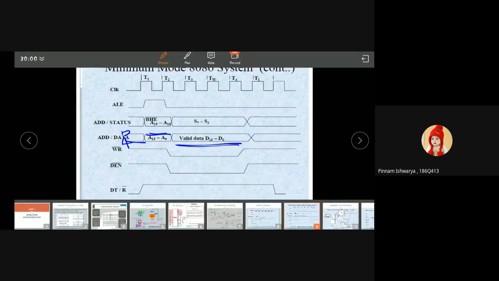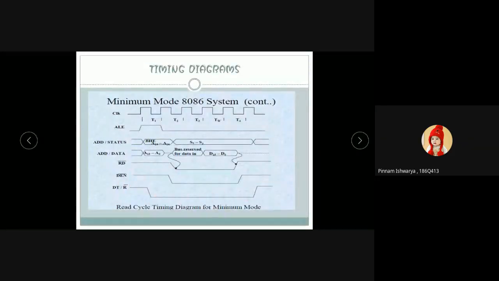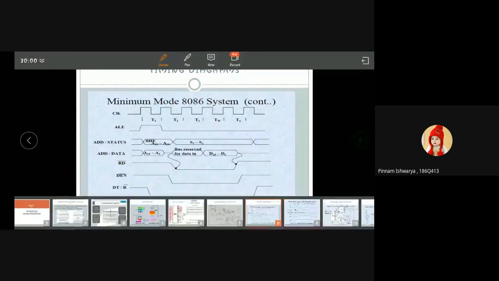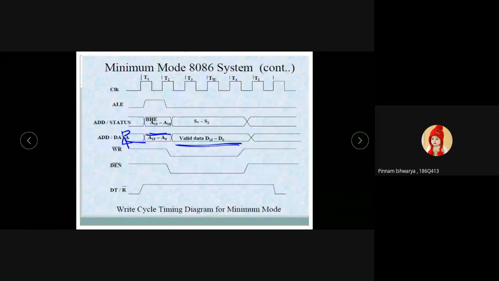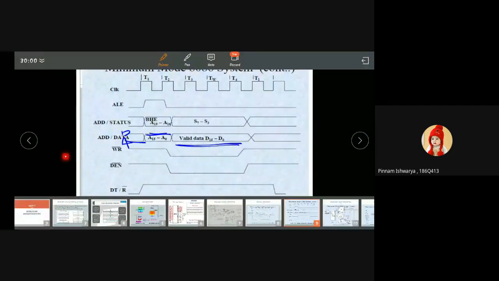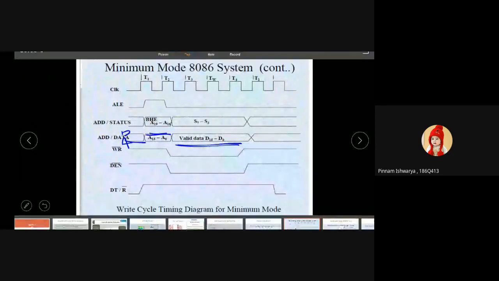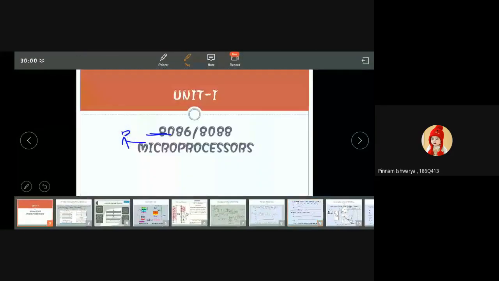DEN bar always goes with read and write operations. DT/R bar: in read operations data will be received, so R bar will get activated. This is receiving of data. For write it is exactly the opposite, it is transferring of data, so the output will be transferred to the output devices. So this is how the write cycle will be operated, and this is how the read cycle and write cycle are operated.